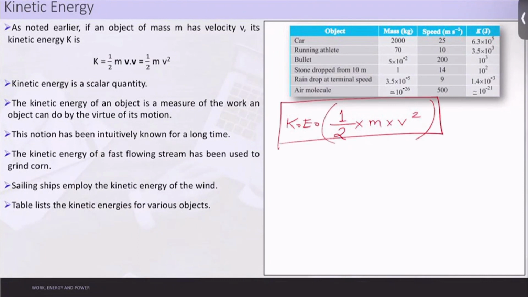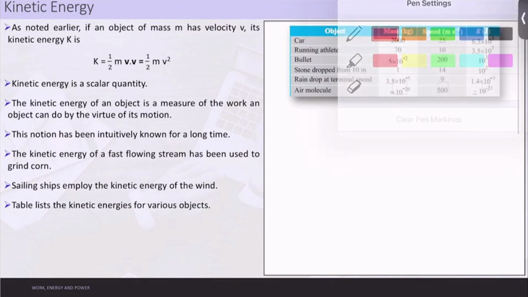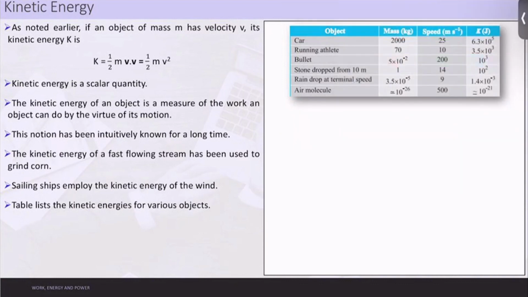Okay, so let us understand more about kinetic energy. As noted earlier, if an object of mass m, let us suppose this is some mass m having a velocity v, then its kinetic energy K is denoted as K equal to half m v square.